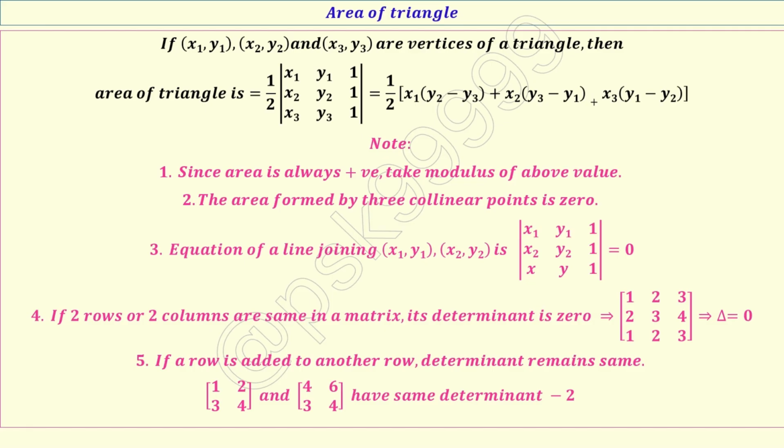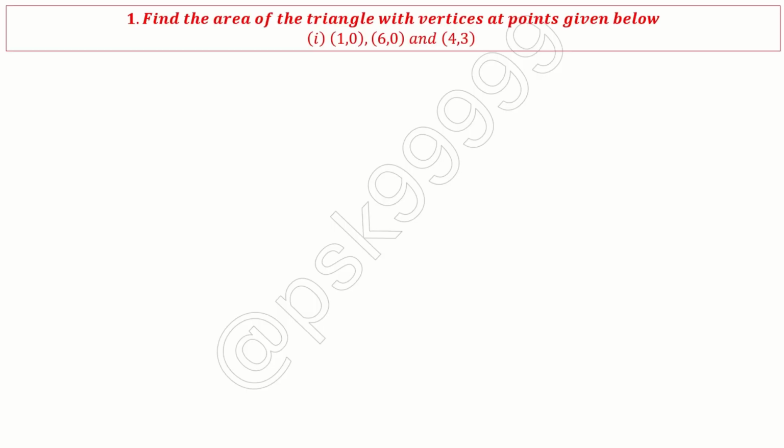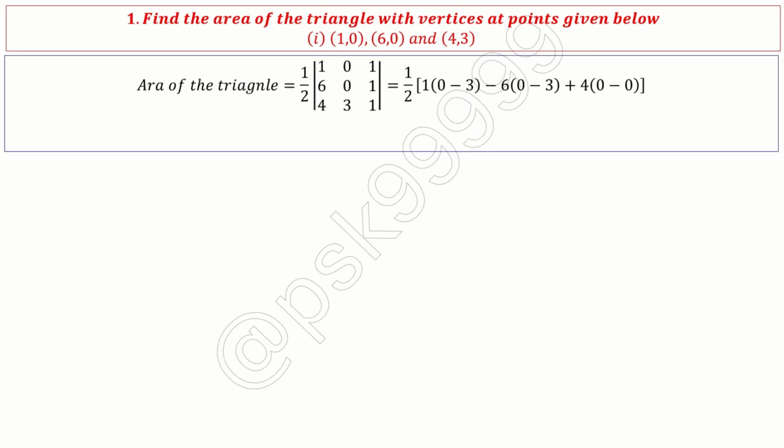Though you can create multiple types of questions with this. Let's do an exercise and see what kind of questions you can create using this. One is simple: given 3 points, you find the area of the triangle, which is a simple determinant. Half of the determinant of those 3 points, and the third column you will take 1 1 1. So it is 1 0 1, 6 0 1, 4 3 1. Now the determinant, you just expand it, you will get the answer. It is 15 by 2, because you may get a negative or positive value, but you need to take the modulus value, so it is 15 by 2.